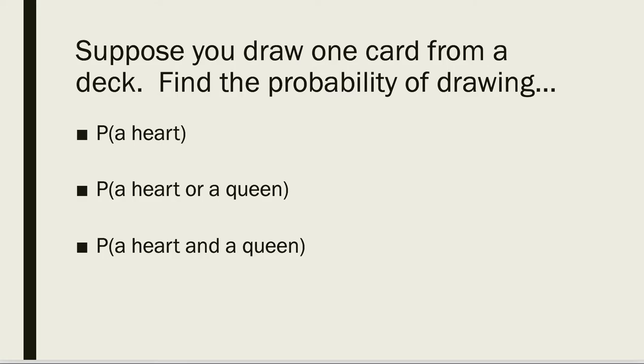A card coming out of a deck. Remember, these are out of 52. So if I wanted to do the probability of selecting a heart, there are 52 cards in the deck. There are 13 hearts. So that would reduce to 1/4.